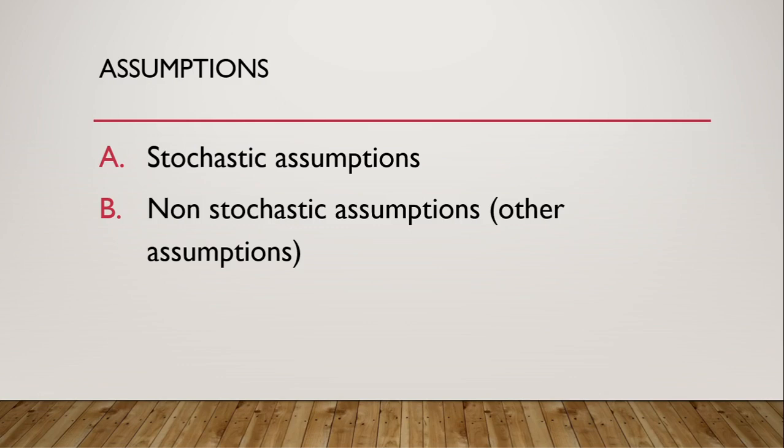Broadly, we can see that assumptions can be classified into two. First is the stochastic assumptions and second is the non-stochastic assumptions. All these stochastic assumptions are the assumptions which are related to the stochastic term ui. So, all assumptions which are related to the stochastic or error term ui come under stochastic assumptions, and there are some other assumptions also.